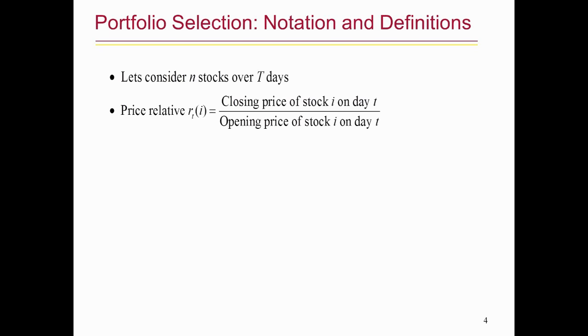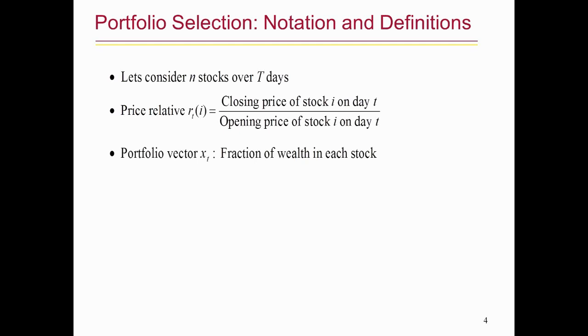So let's consider n stocks over T days. One of the quantities that folks often are interested in is something called the price relative, which is the closing price of stock i on day t divided by the opening price. So if this relative is larger than 1, then that stock gained on that particular day. If it's less than 1, then it lost. If it's equal to 1, it effectively stayed unchanged that day. And when I say a day, I don't necessarily mean a day. It can be 1 hour, 1 minute, 1 second, whatever the unit of time you decide. If you're getting into high-speed trading, that day can be replaced by anything you want.